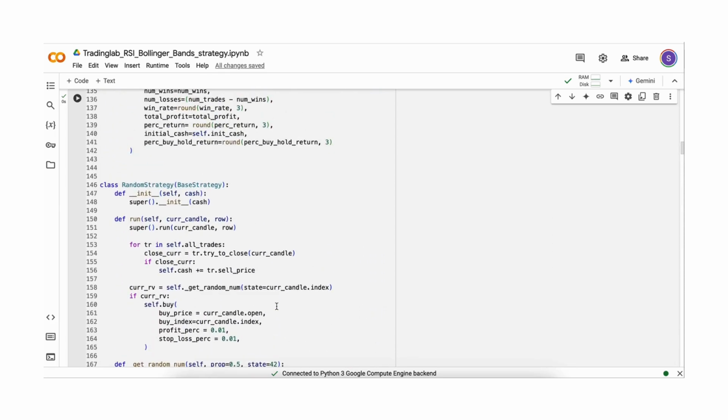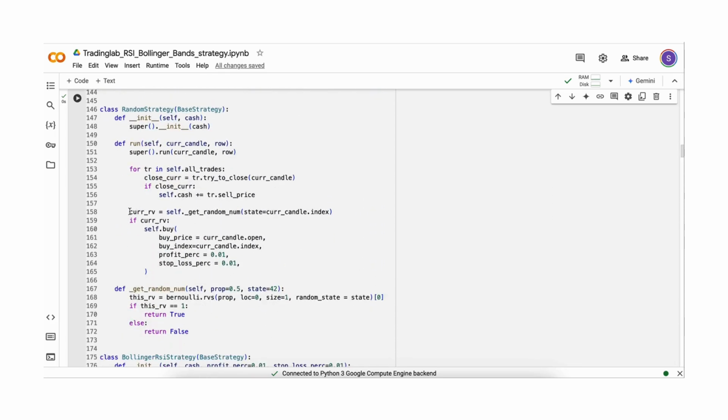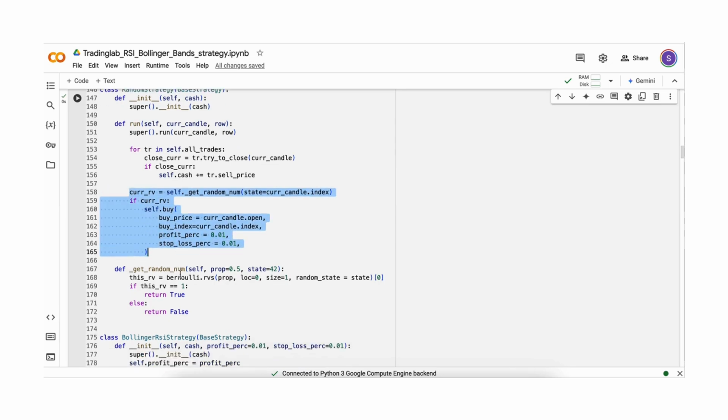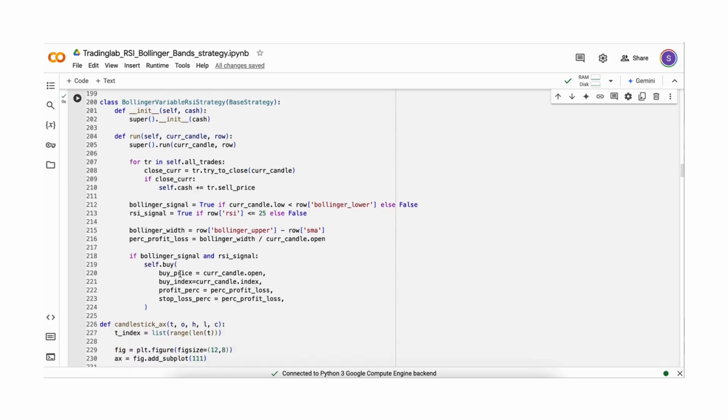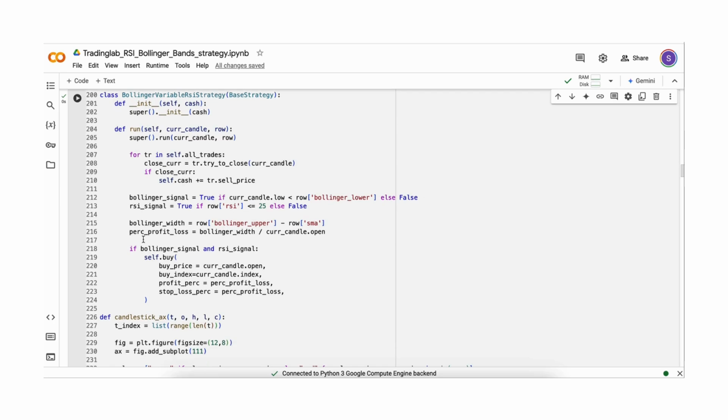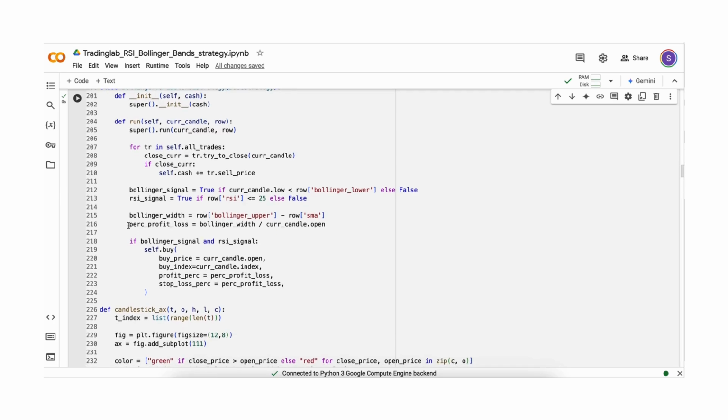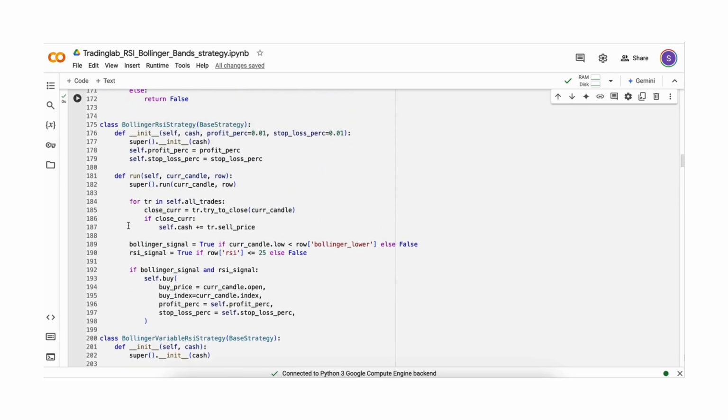As an example, this is a random strategy, the simplest possible strategy, where the entry signal says: is the random number equal to 1? Get a random number, and if the random number is equal to 1, then buy if we have enough cash. And we typically have enough cash to buy 1 Bitcoin, so we can buy 1 Bitcoin at a time. In this case, the Bollinger signal is true if the low of the current candle is lower than the lower end of the Bollinger Band.